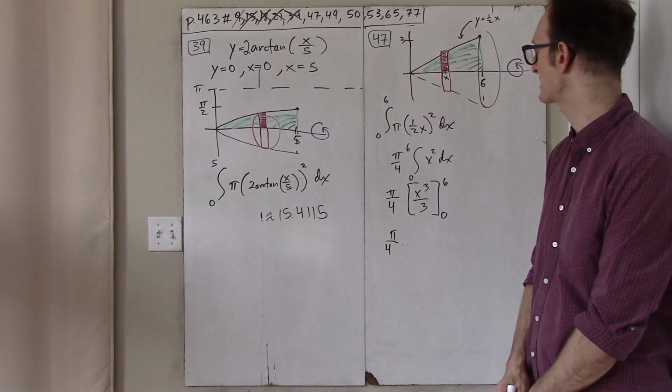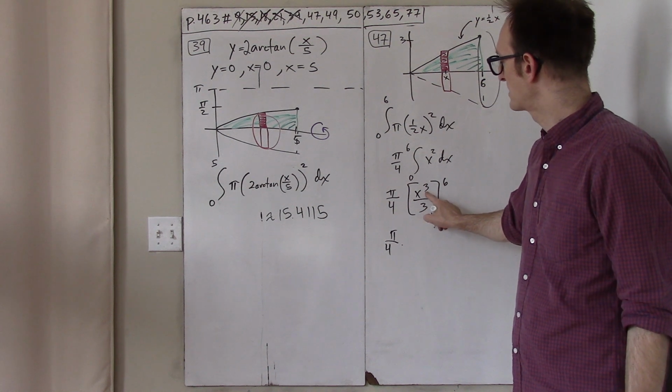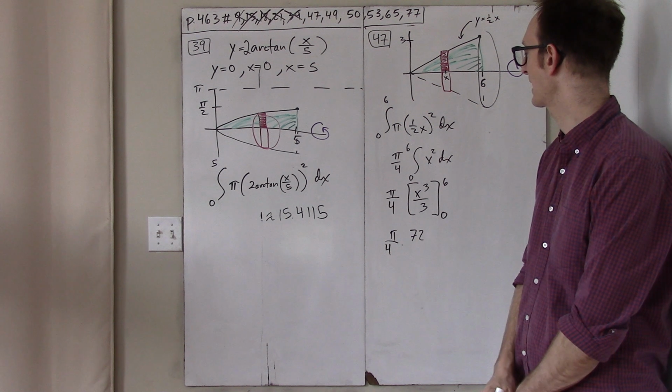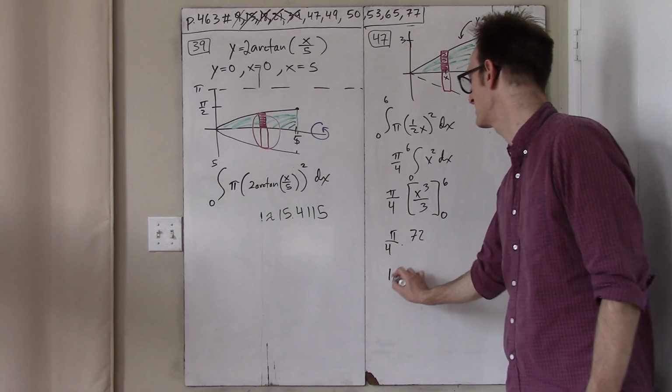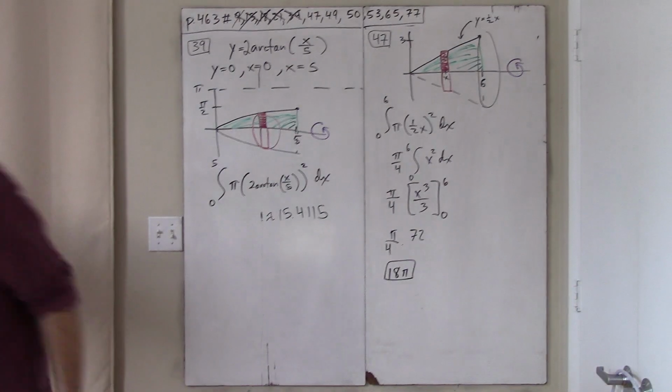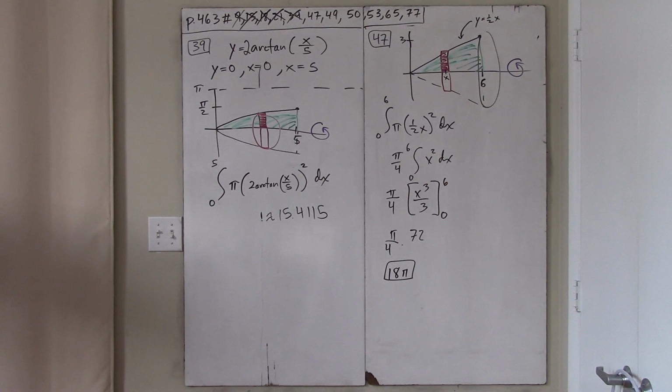What do I get? I get 36, but then times another 2, so that's 72. And there we go, 18 pi. I'm sure that is right, and it is.